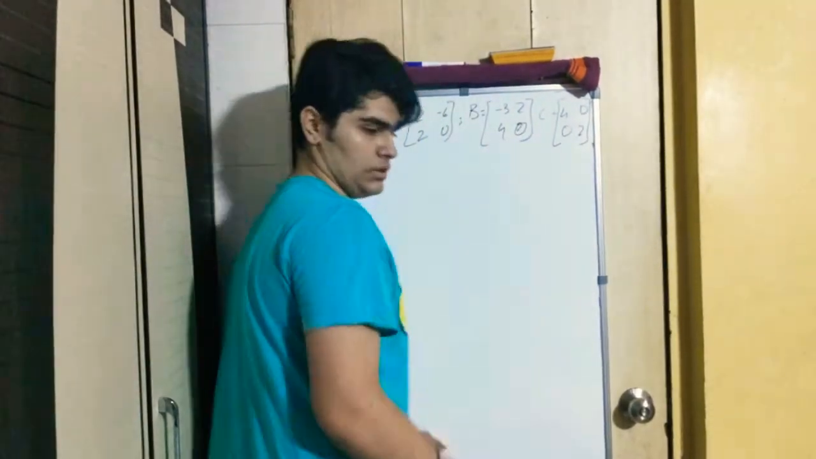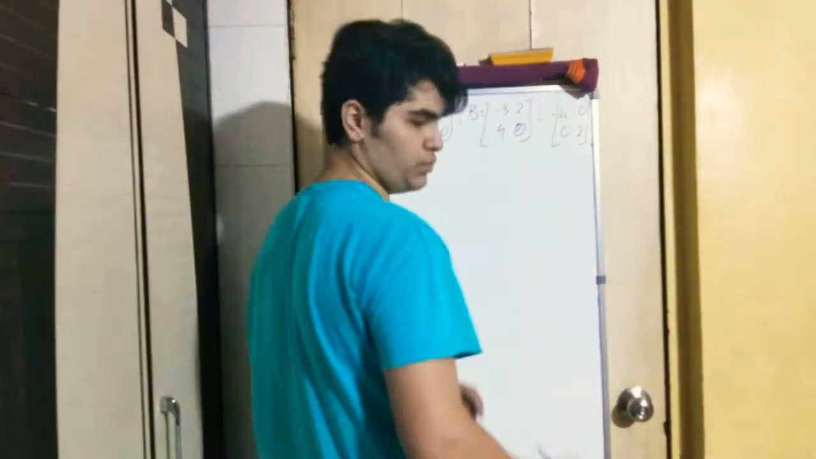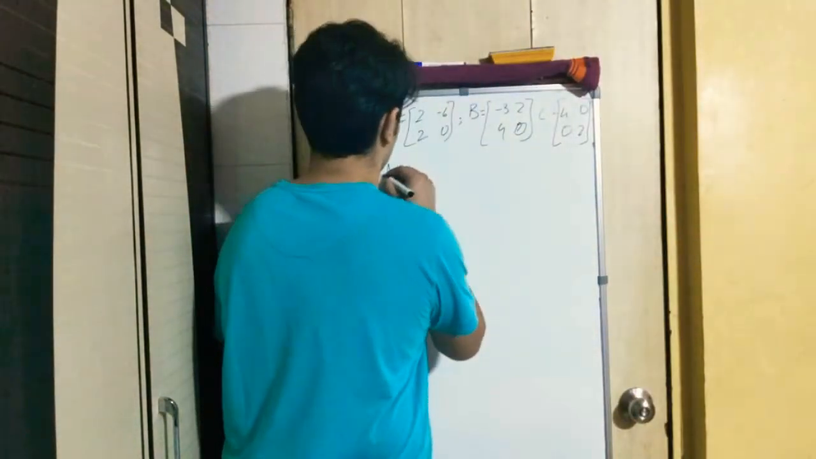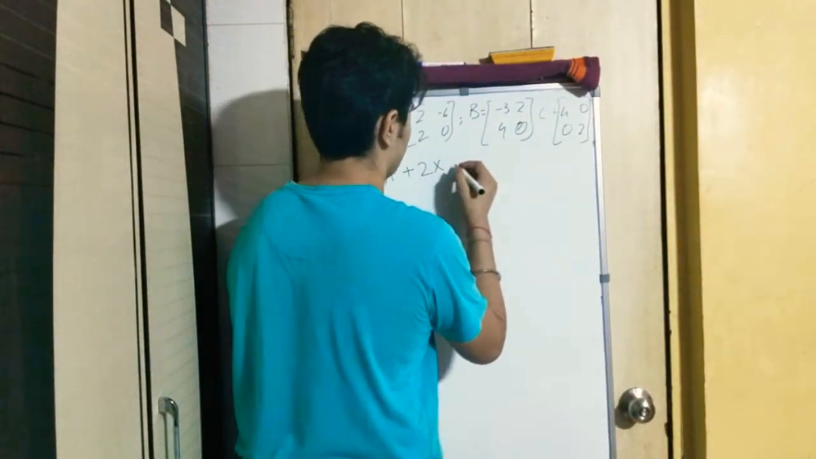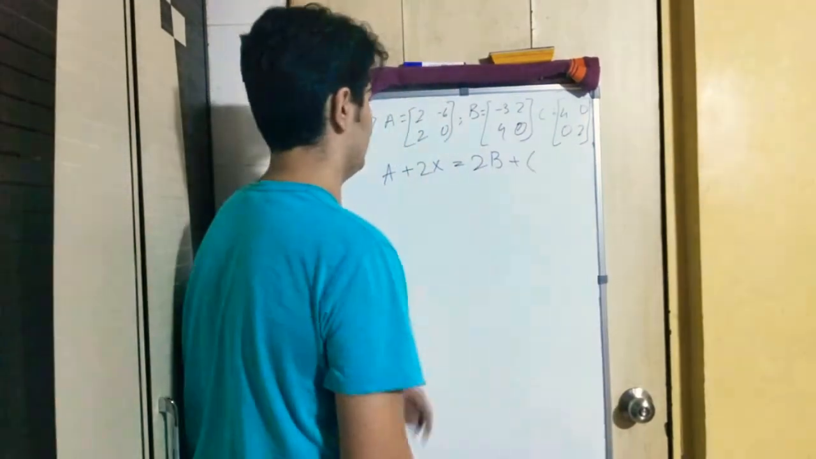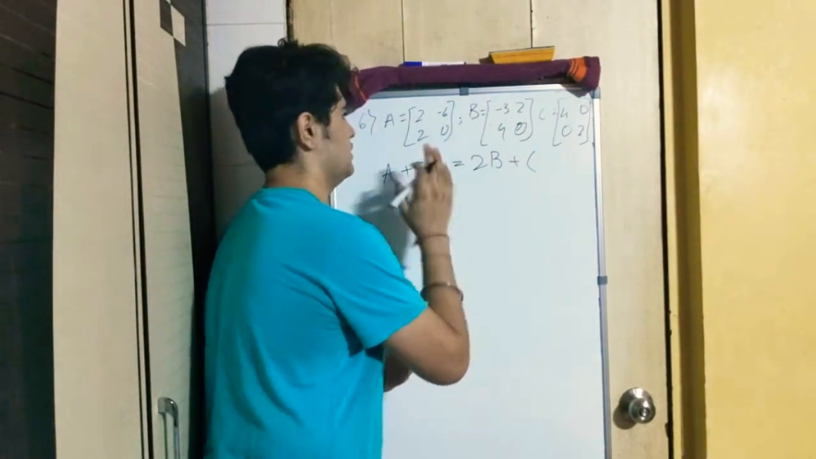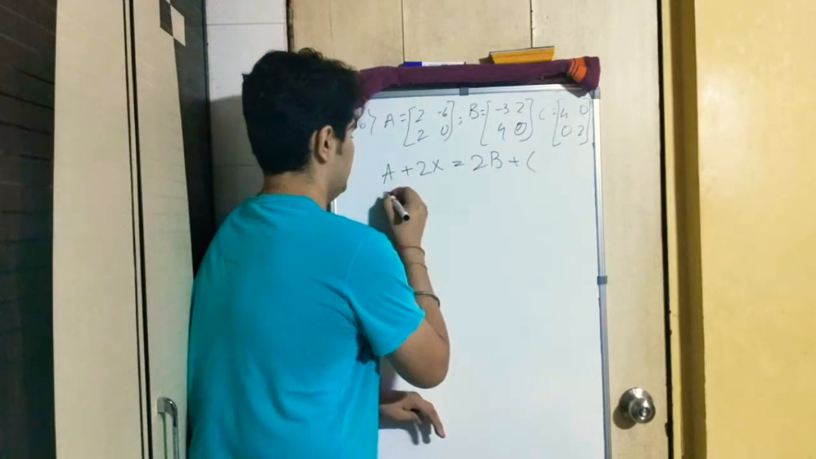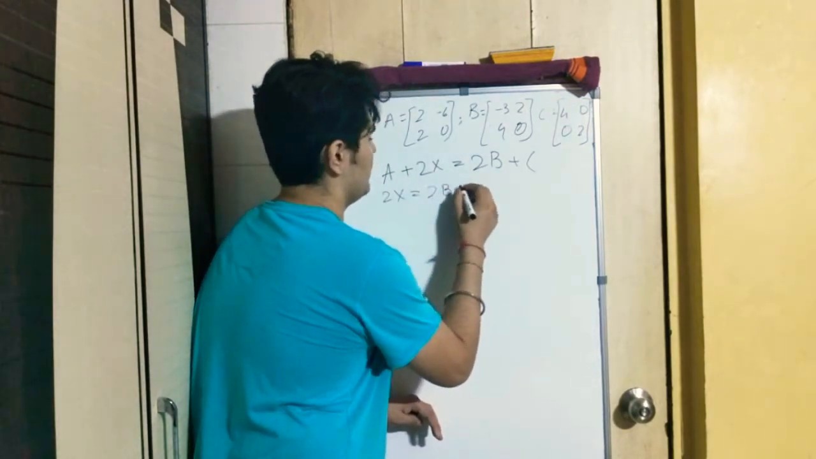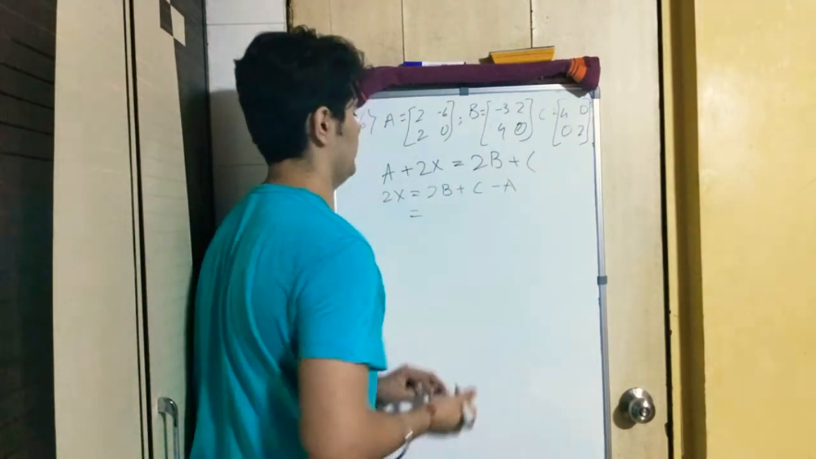So how to solve this? We are given a condition which says A plus 2x is equals to 2b plus C. A plus 2x is equals to 2b plus C. Now you don't put the value of matrices as it is. You first simplify it. You take 2x as a subject. Here you get 2b plus C minus A. Now you solve it.